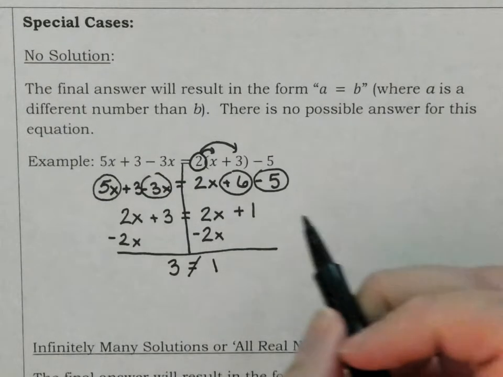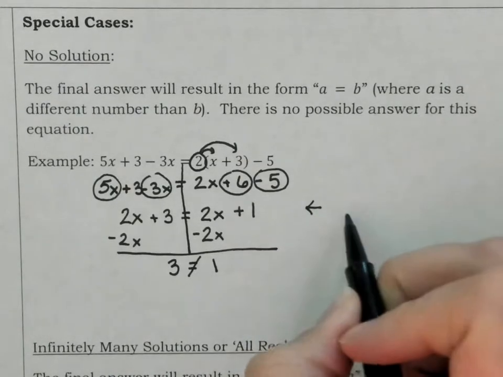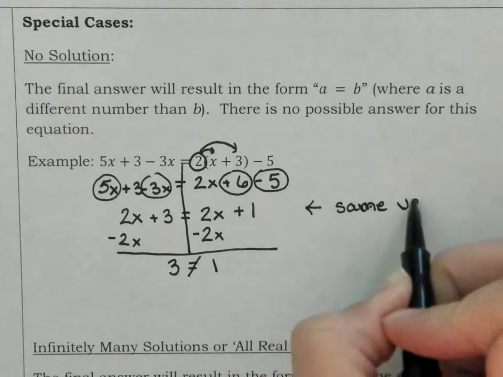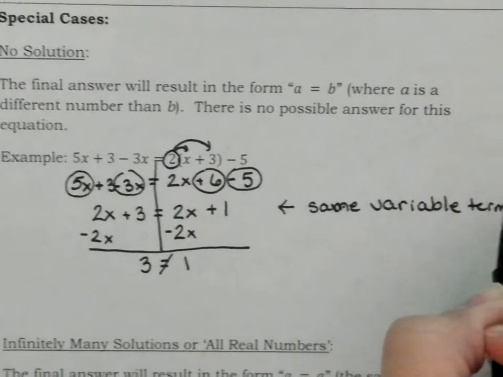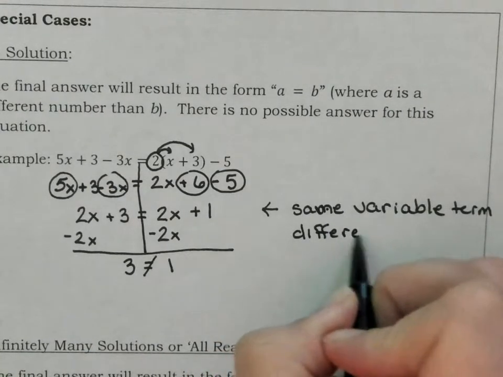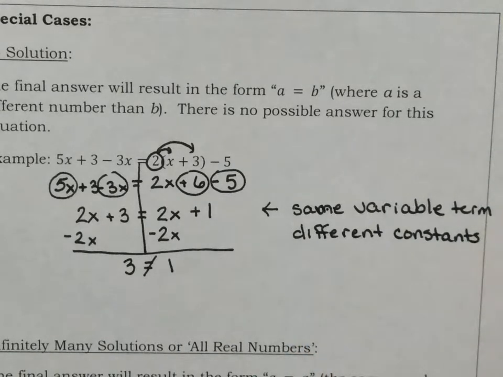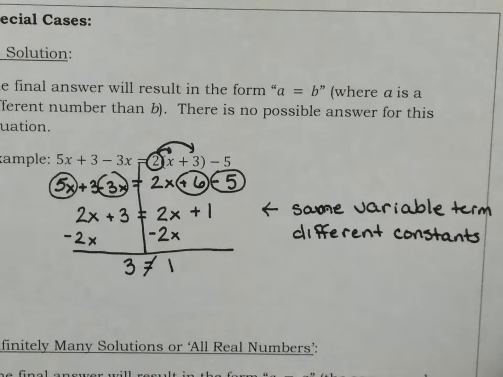And the thing you can tell here, just from looking at this part right here, is that we have the same variable term, but different constants. So no number will actually work in this equation. Essentially, these are parallel lines that never touch, and we'll talk about that later this year.